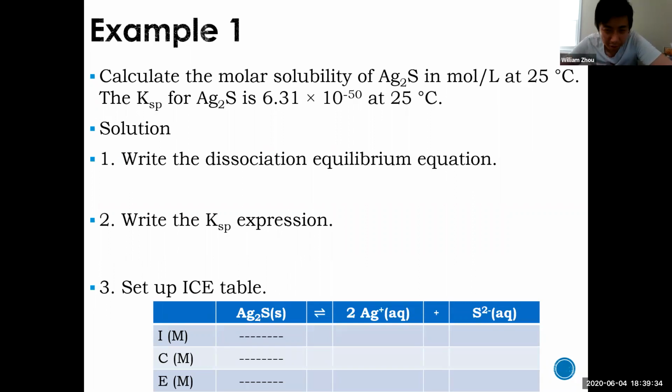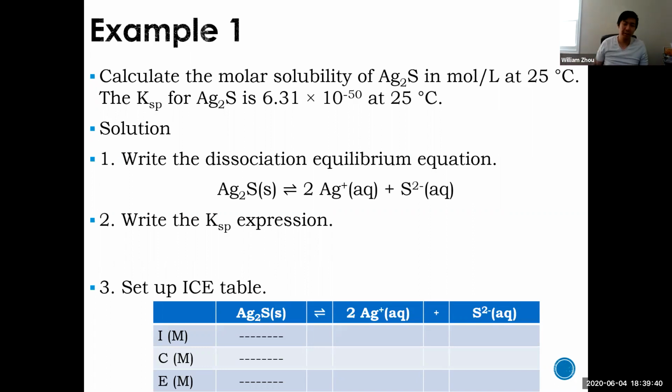Write the dissociation equilibrium. Silver sulfide breaks into silver ions and sulfide ions. We did that on the previous page. So there is still an equilibrium present. It's just that the ion concentrations are pathetically low. Write the Ksp expression: silver squared times sulfide. So far makes sense?